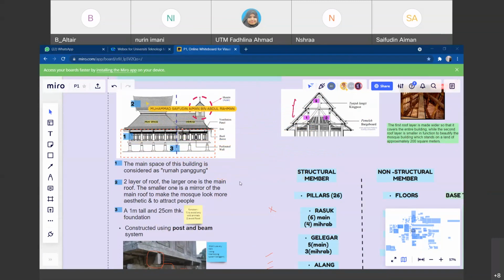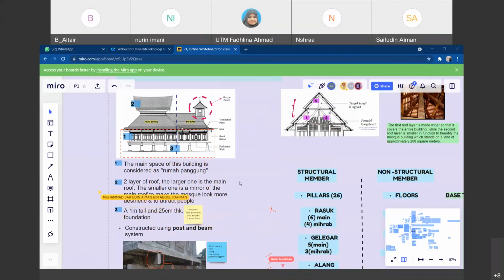Okay, let's see the roof. For this building we have a two-layer roof. The larger one is the main roof and the smaller one is the mirror of the main roof, to make the mosque look more aesthetic and to attract people. Okay, let's see number three, the foundation. The dimension is 1 meter tall and 25 centimeters thick. The purpose is to avoid any wild animals and also to avoid flood.